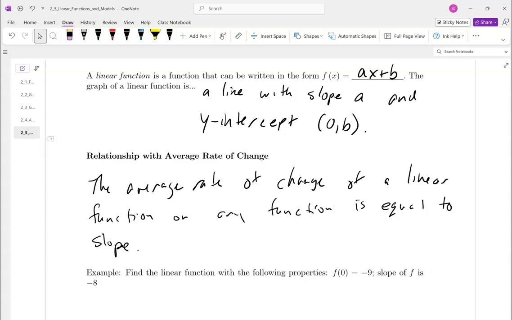Well, if it has an x-coordinate of 0, it's on the y-axis, so this has to be the y-intercept. So what does that tell you as far as the form of the function goes? You told me the a was -8 for the slope. The b is negative 9, right? So your function here will be what? Negative 8x minus 9. Good.